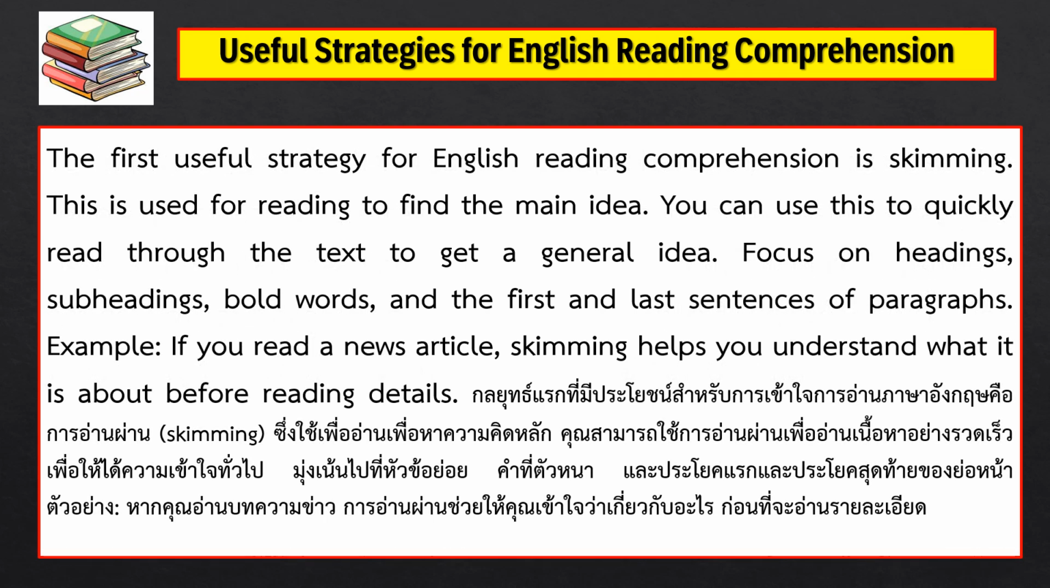The first useful strategy for English reading comprehension is skimming. This is used for reading to find the main idea. You can use this to quickly read through the text to get a general idea. Focus on headings, subheadings, bold words, and the first and last sentences of paragraphs. Example: if you read a news article, skimming helps you understand what it is about before reading details.